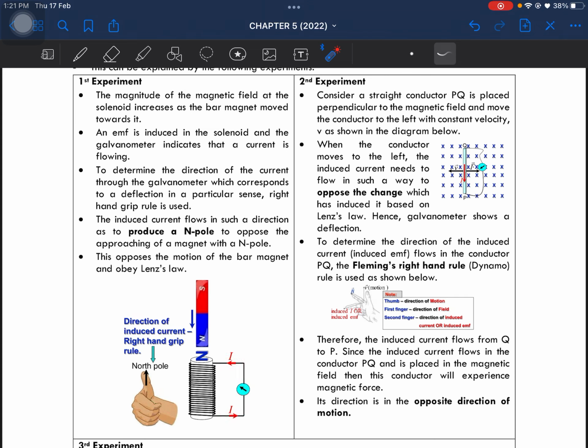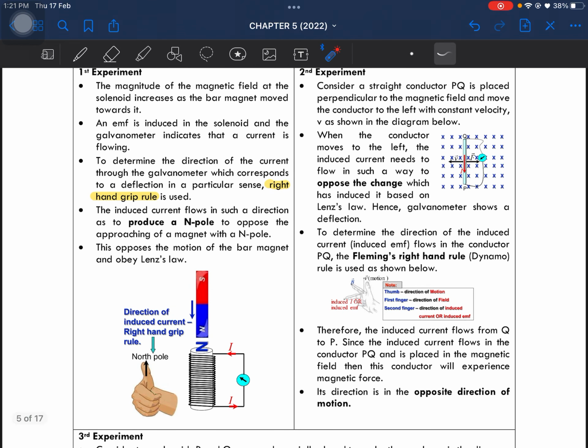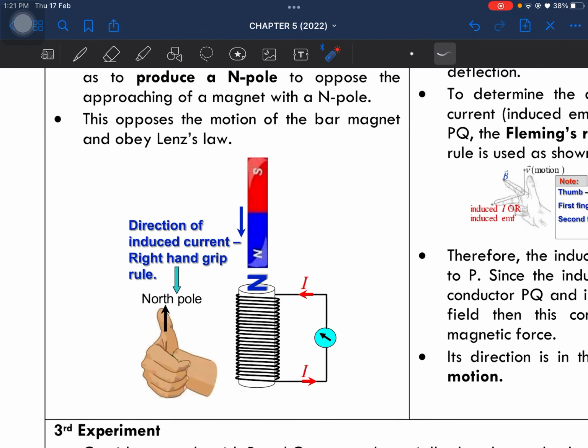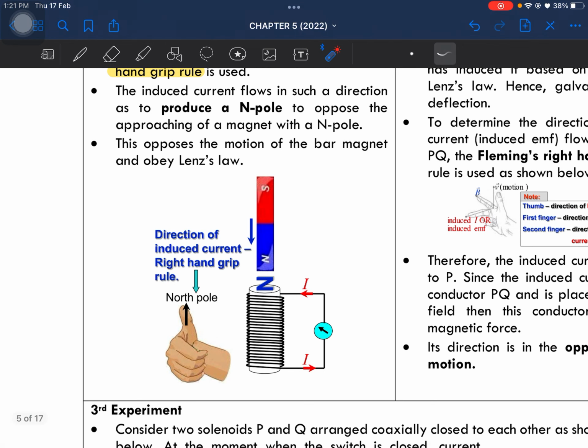But we do not know the direction of the current, hence we can use the right hand grip rule to determine the direction of the induced current. The induced current flows in such a direction as to produce a north pole approaching. So the induced current will move in a direction that produces a north pole at the solenoid here. So why does it do that?